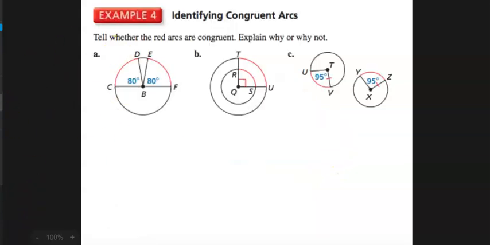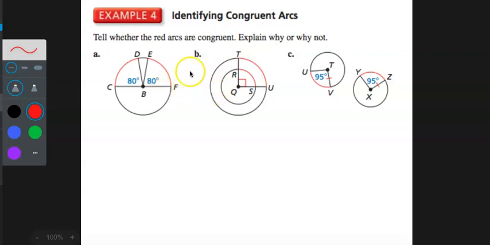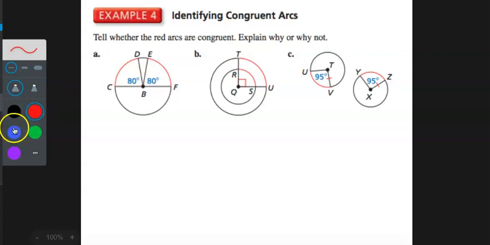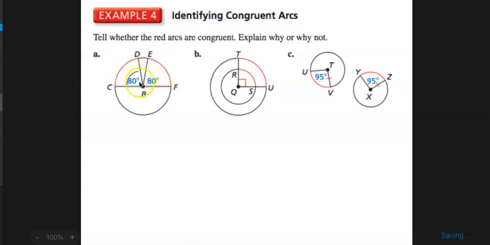Alright, so let's take a look at what kind of examples I can give you on this one. Tell whether the red arcs are congruent, and explain why or why not. Angle CBD is a central angle. EBF is also a central angle. So arc DC is going to equal 80 degrees, which is also equal to arc EF.